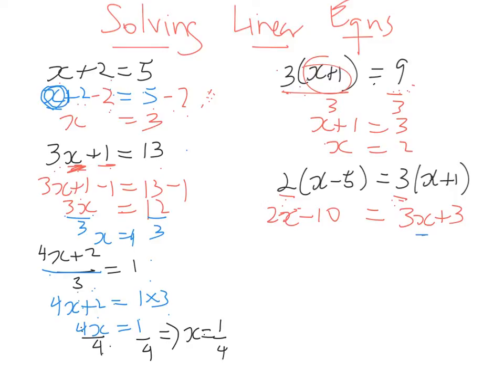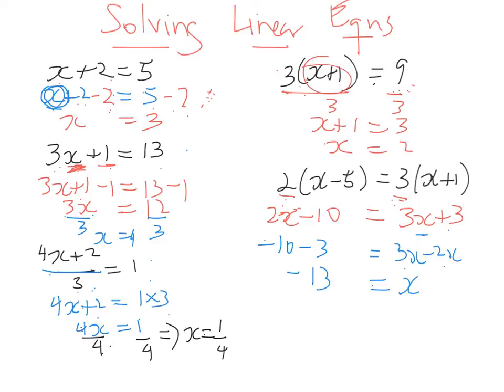So, like I said, I'm going to subtract 2x from both sides, so we're going to be left with 3x minus 2x, and I'm going to subtract 3 from both sides, so over this side, we're going to have negative 10 minus 3. So now we've got negative 13 equals 3x minus 2x equals x.